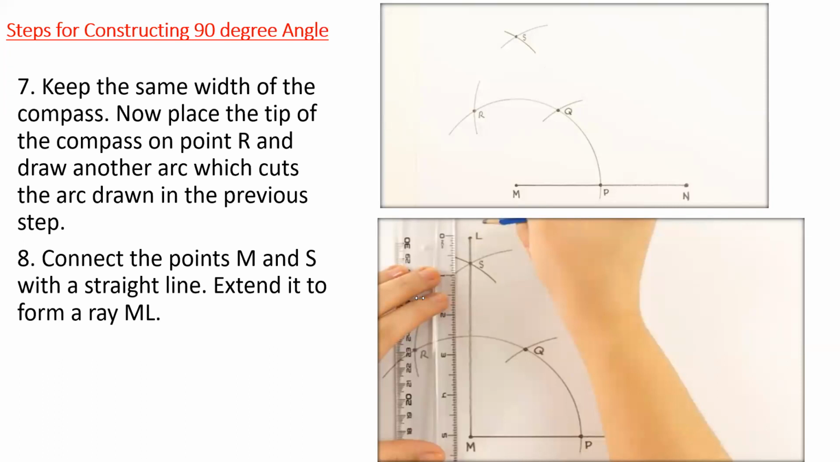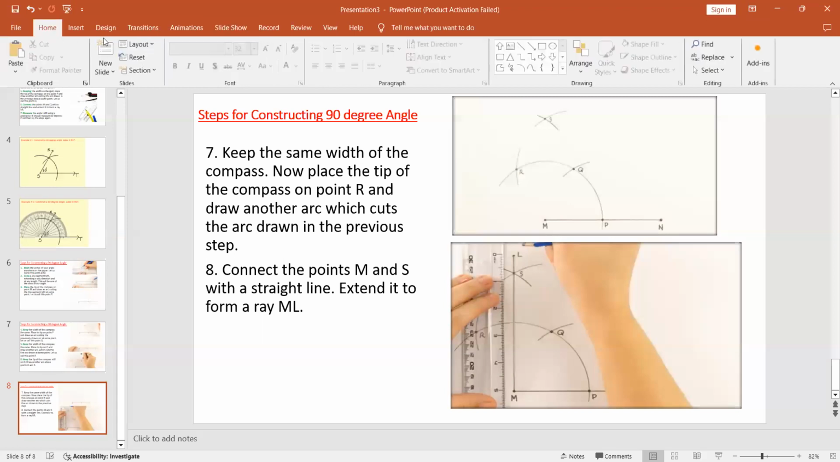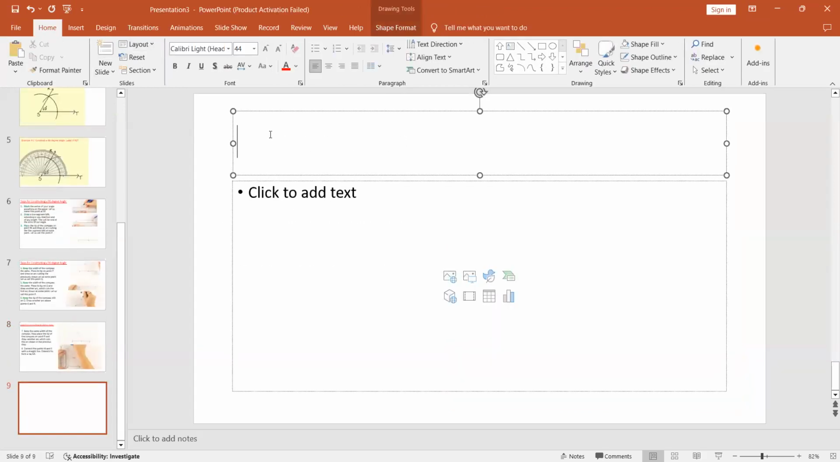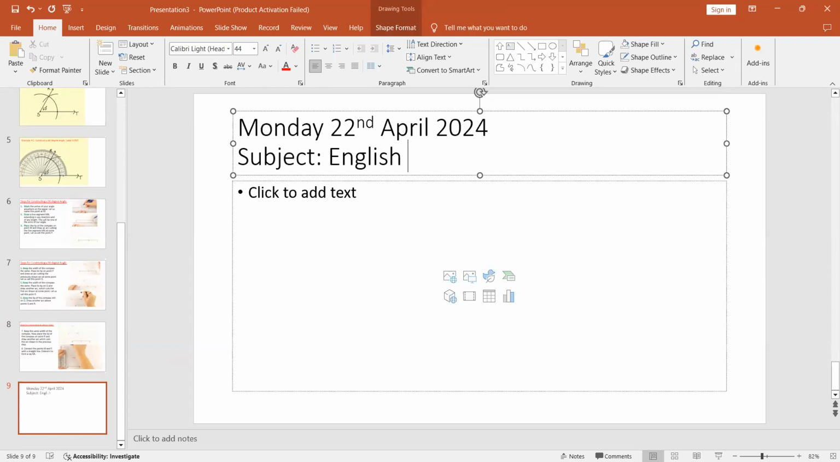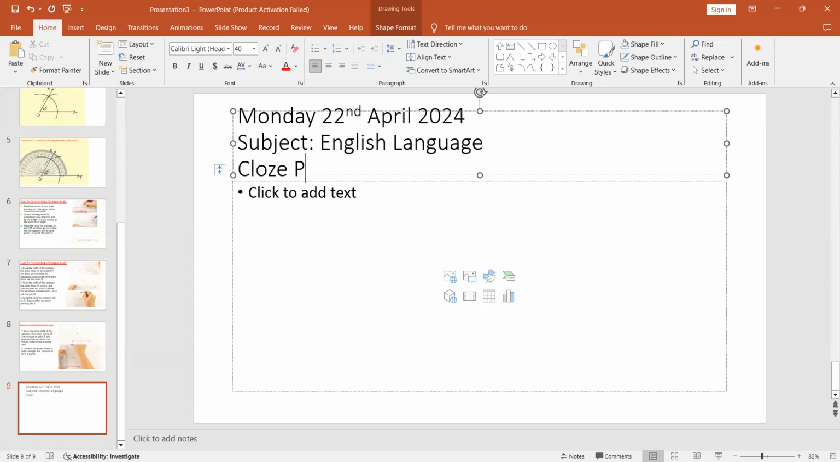Okay, so let's move on to the next question. Let's move on to English language. So today is what? Monday, Tuesday, Wednesday, Thursday. Today is Monday, the 22nd of April, 2024. The subject is, of course, English language. And today we're going to be looking at closed passages.